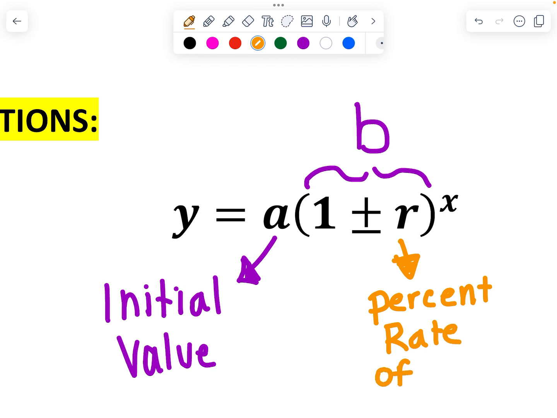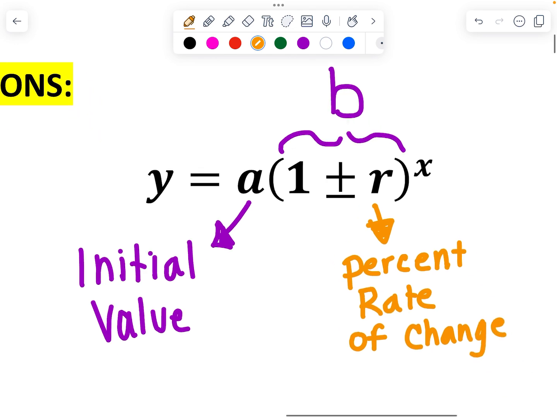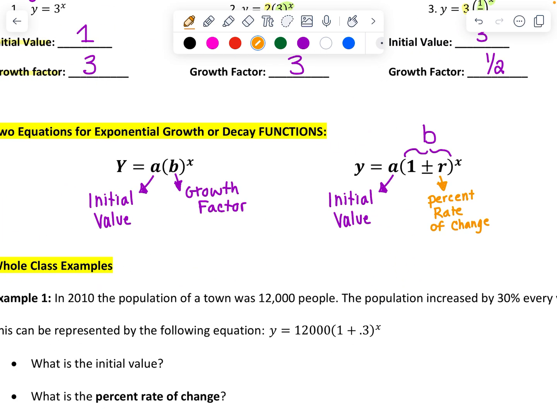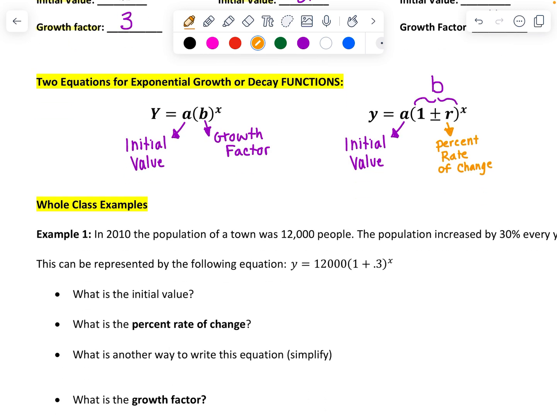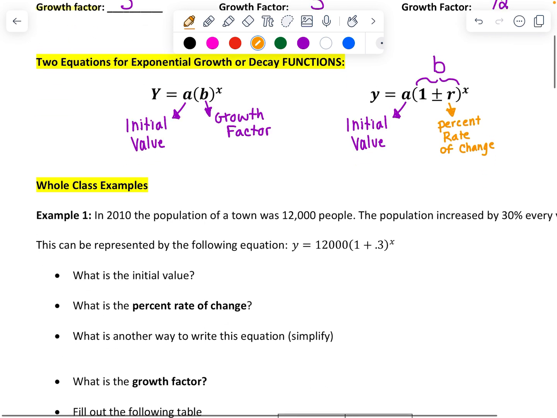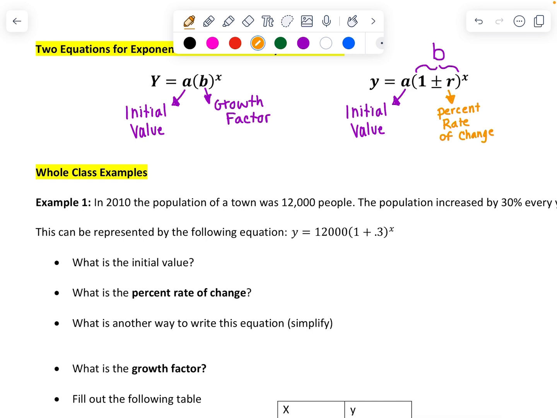So if I tell you that we are increasing by 10%, you're not going to multiply by 0.10 because that gets you a smaller number. You have to do 1 plus 0.10 to get the actual b value. And that's what we're going to focus on today. It tends to be the most confusing part of these two equations.